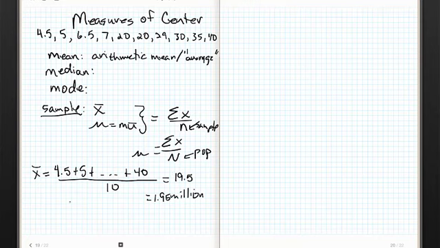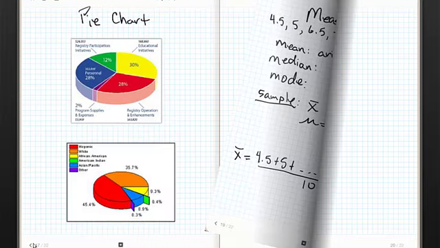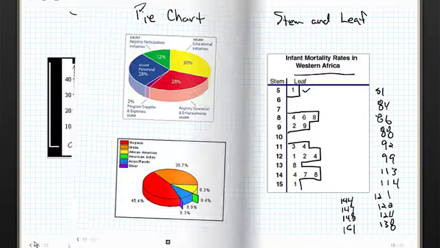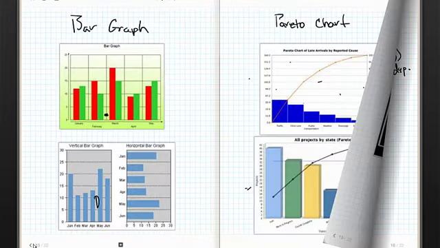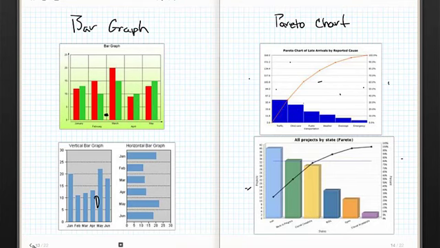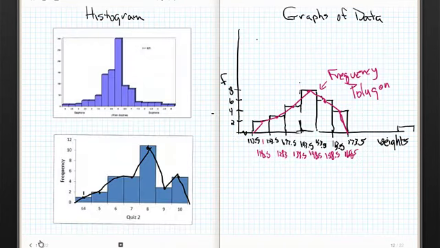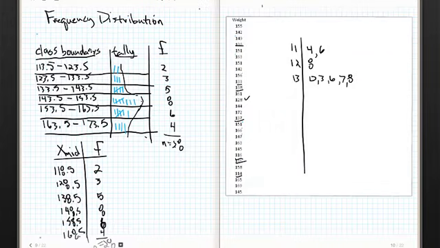Now, what if our information is in a frequency distribution? Remember how we had those frequencies? Bear with me while I find a little piece of information here real quick. What if our information is in a frequency distribution? Sorry, this takes a little bit. Well, it's actually not a whole lot more different.